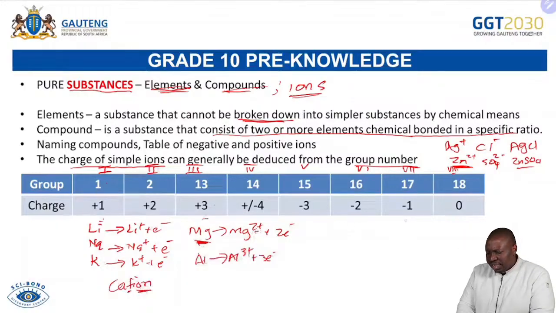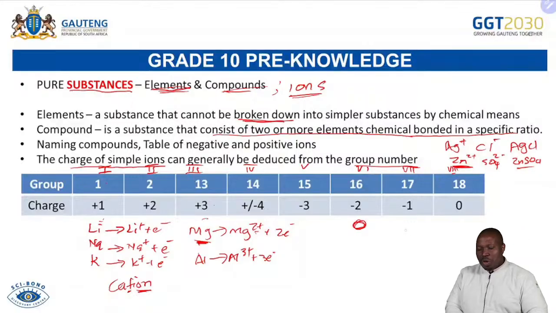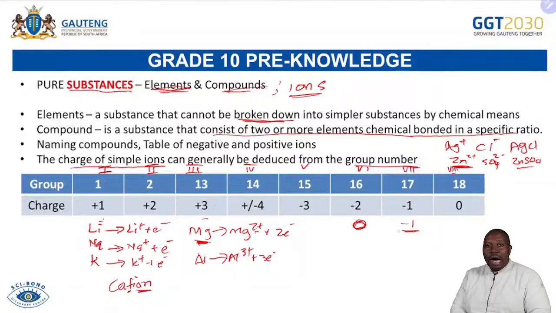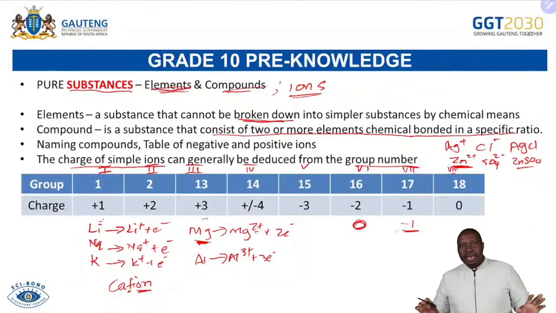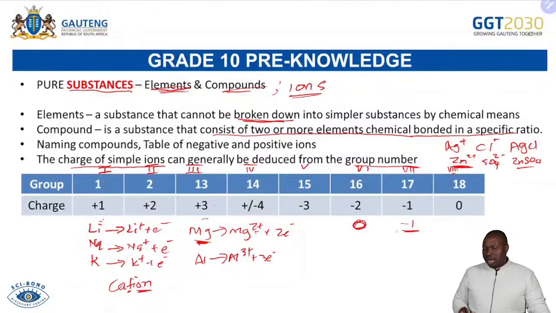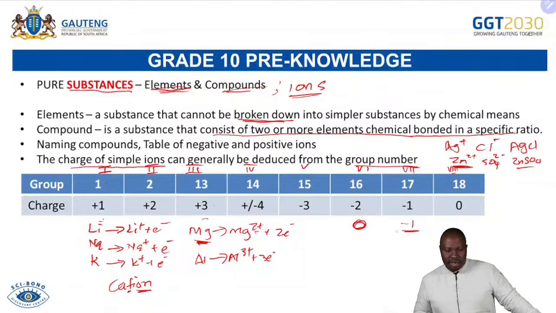And then we have our oxygen, group 16 or group 6. Oxygen, we said, can gain up to 2 electrons. And then chlorine, our halogens, we are saying they have a valence of -1, which means they can gain 1 electron. So I'm thinking that now you see the importance of this information that you have learned in grade 10.